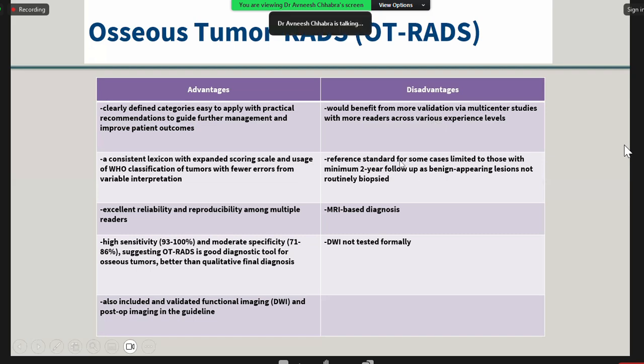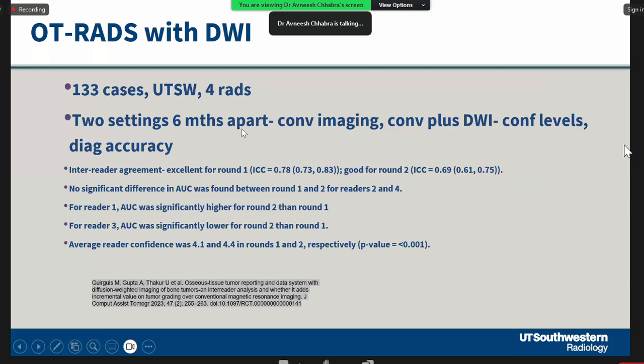And then the reference standard for some cases was limited to those with minimum 2-year follow-up as benign appearing lesions, not routinely biopsied. So some of these lesions, like FD, we basically came up with an expert consensus that this should be FD because some of these are not biopsied. So not everything had a reference standard. I think about 20 or so lesions did not have one, they just had follow-up. It was MRI-based diagnosis, but with correlation with X-rays and CTs. And we didn't test DWI formally. So obviously our next step was to test it with DWI.